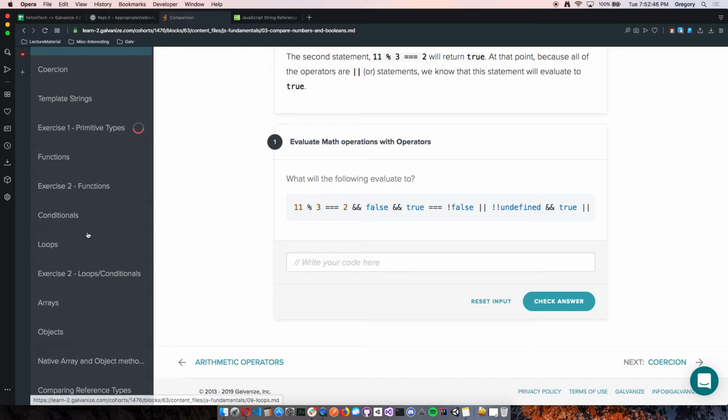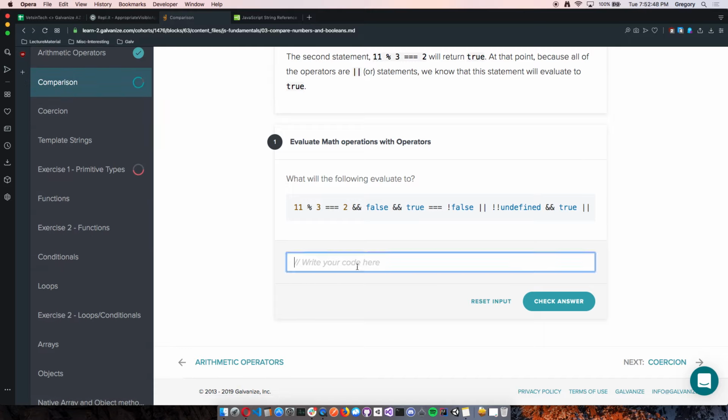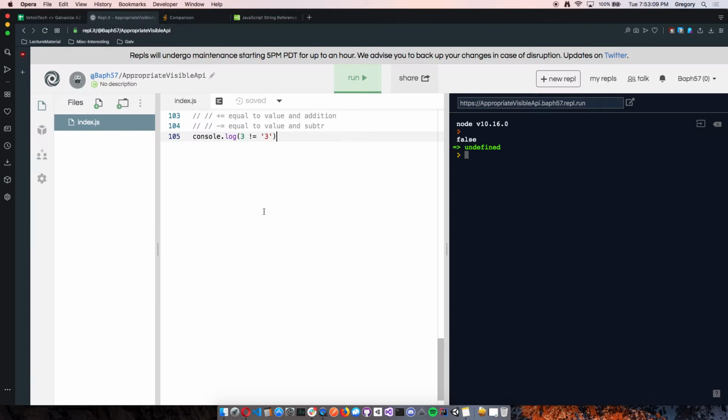Cool. We're almost done with comparisons. Then we're on coercion. Maybe we could brisk through that one since we talked about it quite a bit yesterday. Anybody have this one? This one's super tricky. Oh, and there's even more. What is this? Oh my gosh. Okay. All right. Let's go back to REPL. Holy moly.